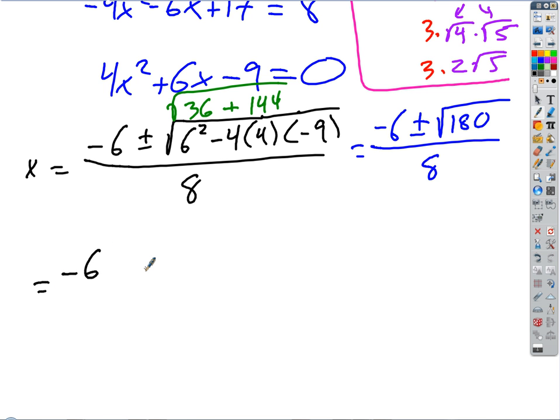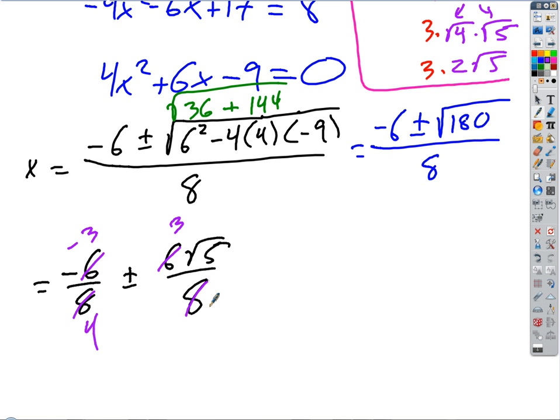-6, and we could even split this up into 2 fractions. I think that's easier. You don't have to, but I think it's easier. -6/8 plus or minus 6 times the square root of 5 over 8, and I can reduce those fractions. What is 6/8 reduced to? Good. So we're going to get a -3 on top, 4 on the bottom, and same thing here, right? So we're getting 3 on the top, 4 on the bottom.